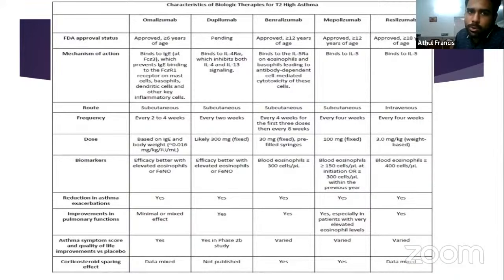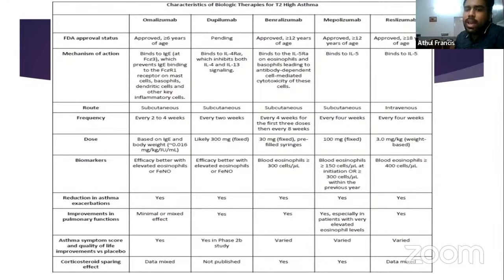Omalizumab, you give it once every 2 to 4 weeks. Mepolizumab also once every month. And the others, mostly it's once every month. The dose of mepolizumab is 100 milligram. For omalizumab it is based on the weight, but it's not per kg. It depends on a chart which is available on the internet.